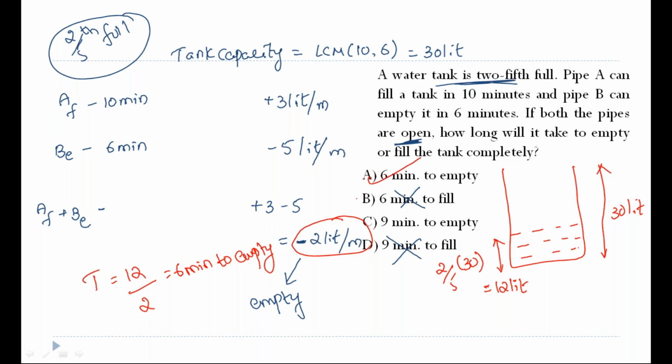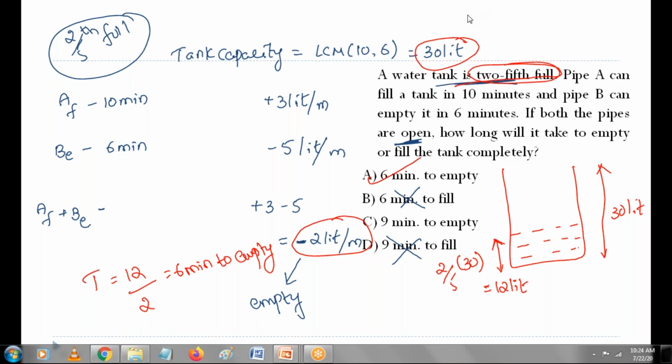Sir, why are you not taking 30? We are not taking 30 here because the tank is only 2/5 full. They clearly mentioned in the question the tank is 2/5 full. It's not full, only 2/5 part. Total tank capacity is 30 liters, and 2/5 of 30 is nothing but 12 liters. We have 12 liters available. The purpose of emptying the tank is making it 0. Nothing should be in the tank.